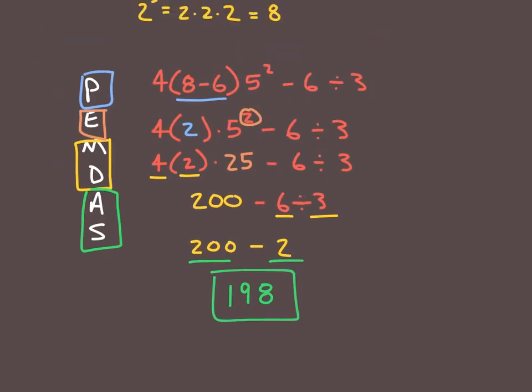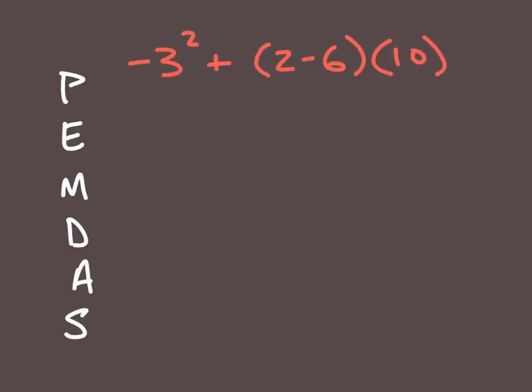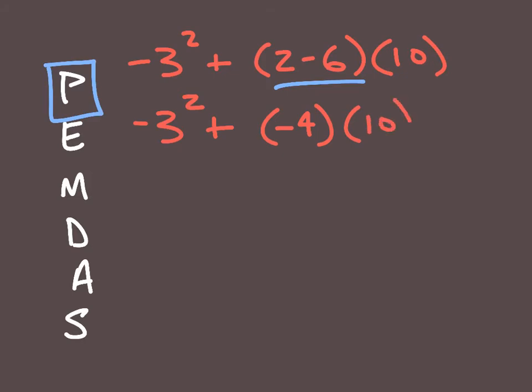All right, I'm going to do one more practice problem so that you get a better understanding of how to use PEMDAS. The first thing I want to look for is parentheses. Can I do anything inside of parentheses? What I see here is I have 2 minus 6, and that's going to give me negative 4. Now I'm going to drop everything down: negative 3 squared plus the value negative 4 and then 10.